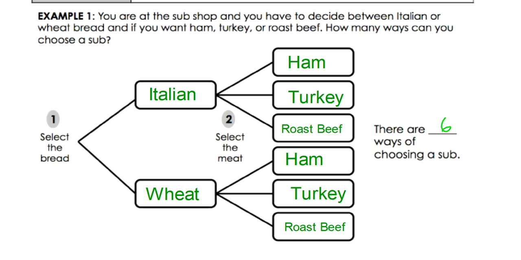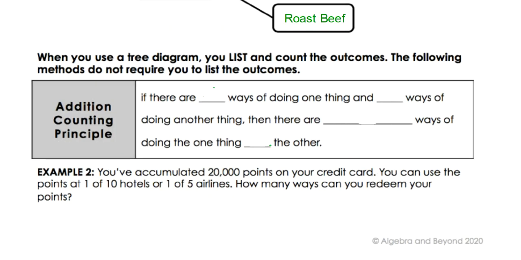If we want to avoid counting and drawing all of that out, we can use some other methods that we've come up with in order to avoid having to do that. So we have what is called the addition counting principle. This is a way to do the same or similar thing to what we were just doing, but without having to list everything out.